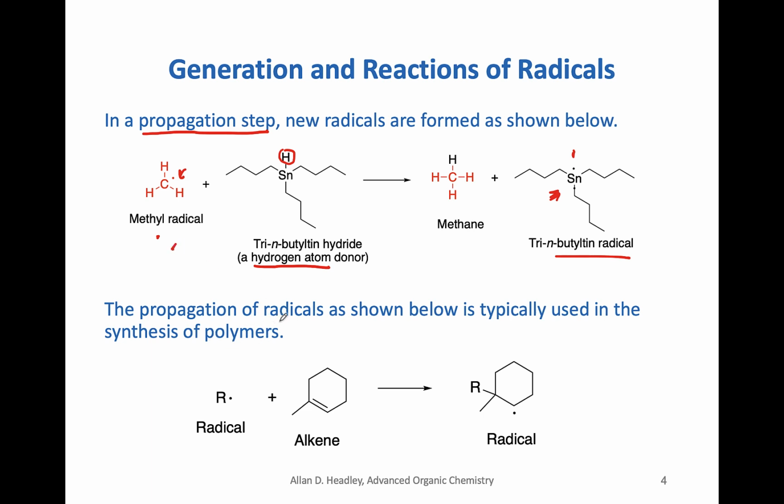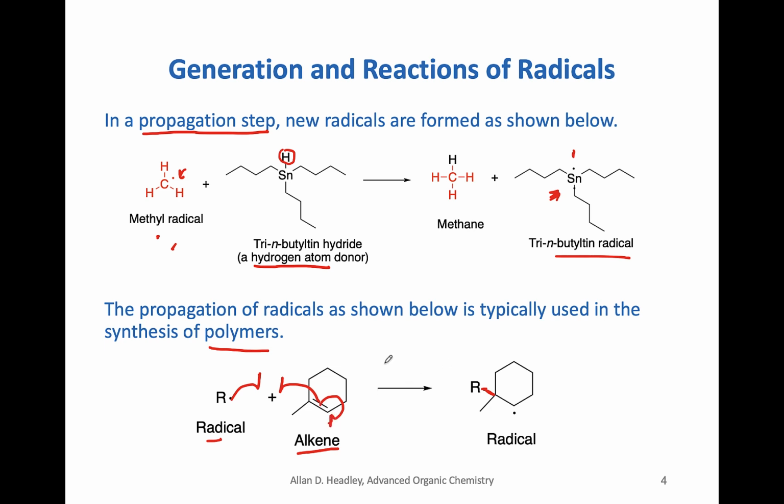Here's another propagation type reaction, and this is used typically in the synthesis of polymers. So we have a radical here, and the functional group here is an alkene. So as you can imagine, what we can have here is that this electron comes here, this electron comes here to form this bond, and the other electron goes onto that carbon.